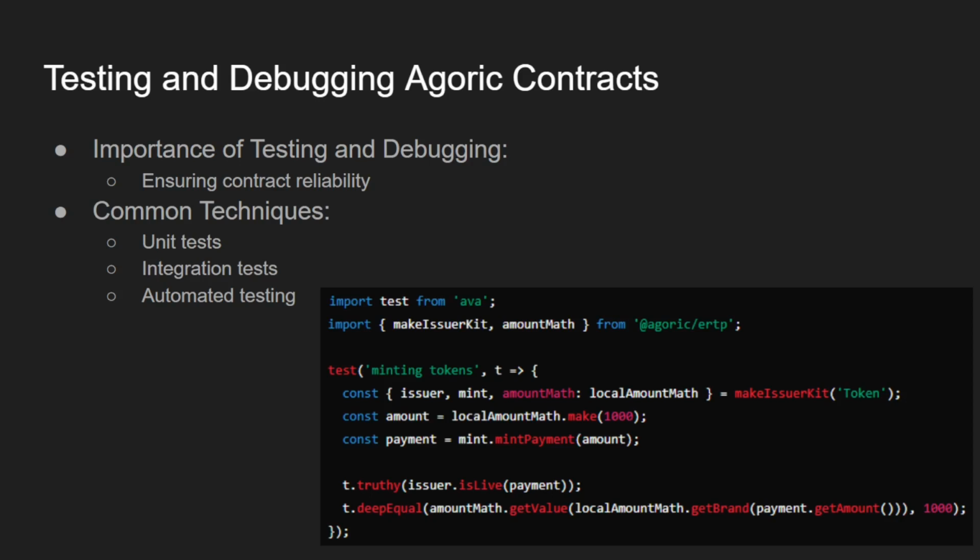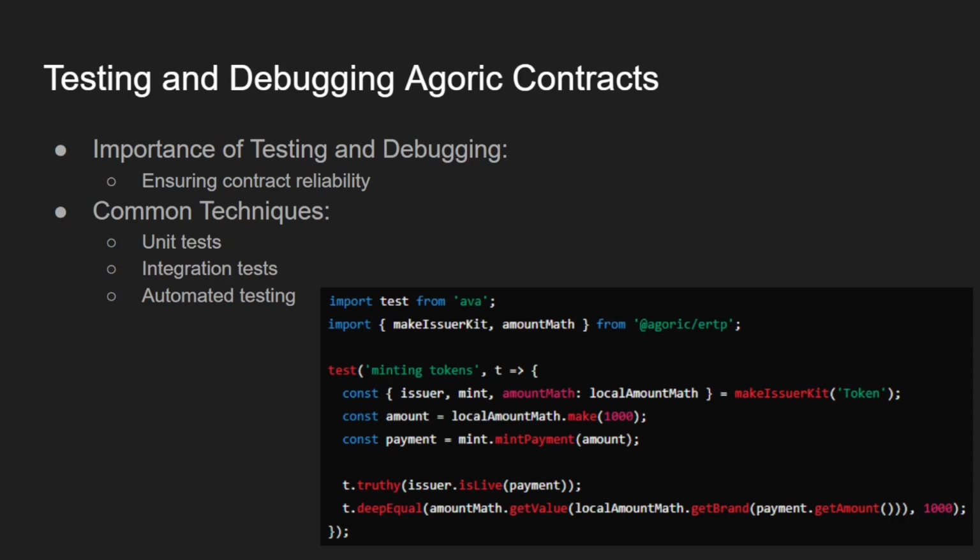There are several testing techniques that you can use to verify the functionality of your contracts. Number 1, unit tests. These tests focus on individual components of your contract. They are quick to run and help ensure that each part of your contract works as expected.